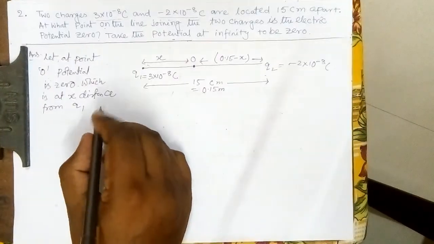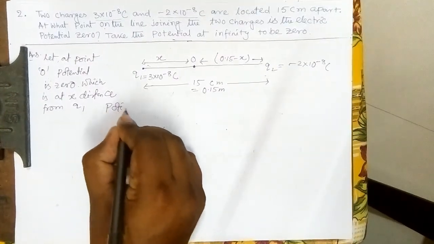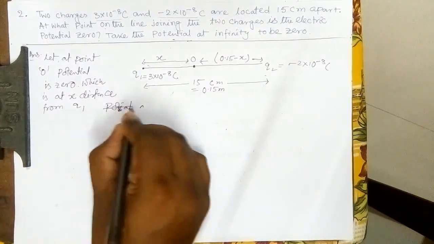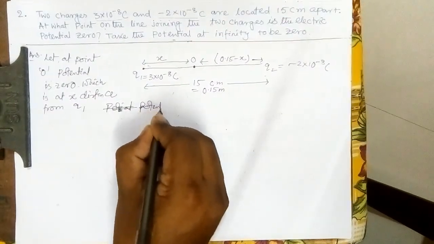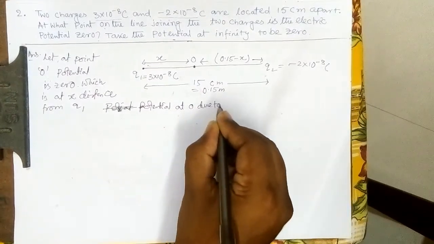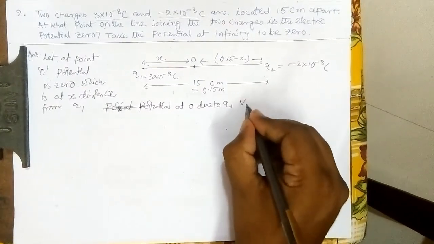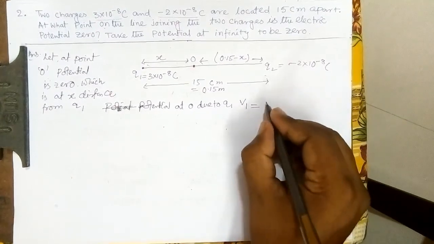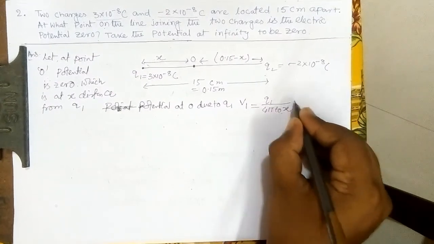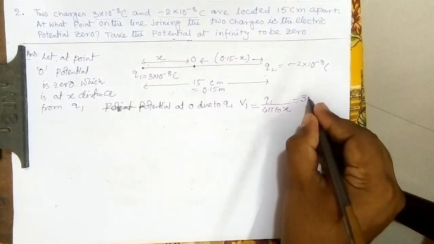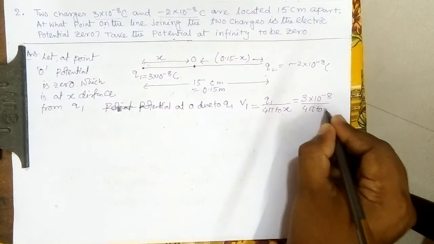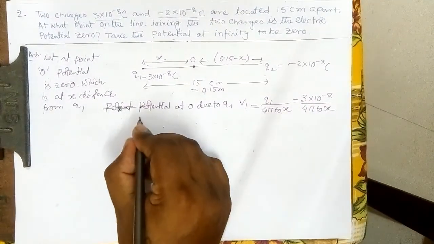So first I find the potential at O due to Q1. That one I have taken as V1. So V1 equals how much? Q1 by 4 pi epsilon naught x. Value of Q1 is 3 into 10 to the power minus 8, so V1 equals 3 into 10 to the power minus 8 by 4 pi epsilon naught x.